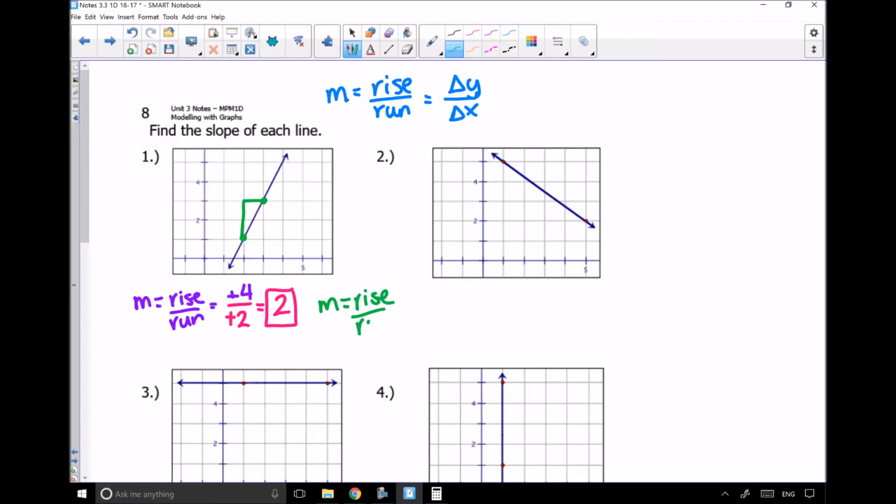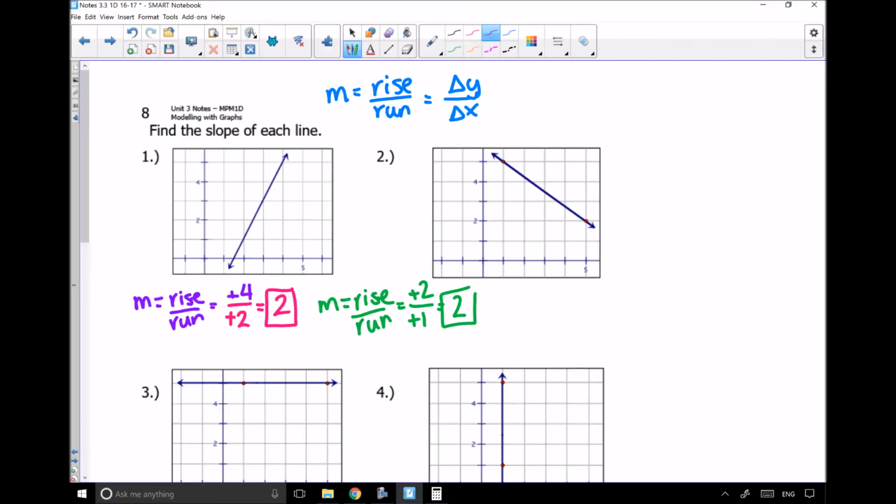So rise over run, this time my graph only went up by 2. So since it went up, I'm going to say it's a positive 2. And then since it went to the right by 1, I'm going to say the run is 1. So it's 2 over 1, which is 2, so therefore my slope is still 2. Nothing's changed. Well, I want to show you one last example.